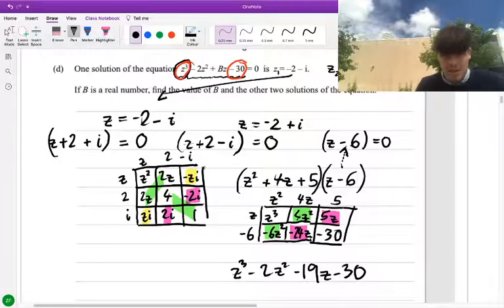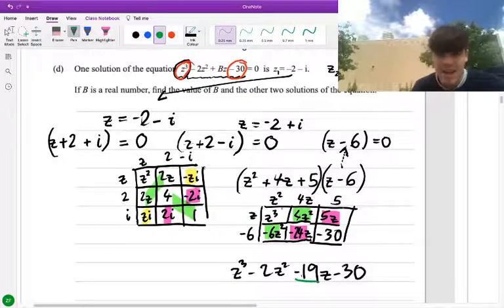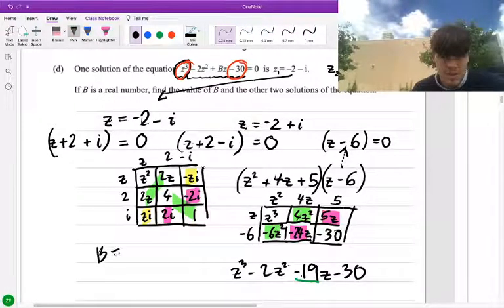So let's just see if that matches up. So up here, z cubed matches, yeah. Negative 2z squared matches, yeah, nice. B z is actually what we've just found. Well, let's just check the last one matches, yeah, negative 30 matches. So now we know that this value here, which I've underlined in green, is actually our B value. So let's write it over here. B therefore must be negative 19. And we got that from there.